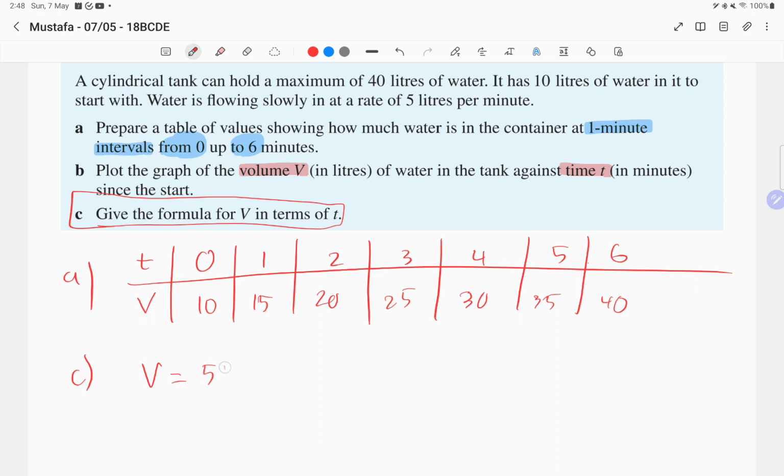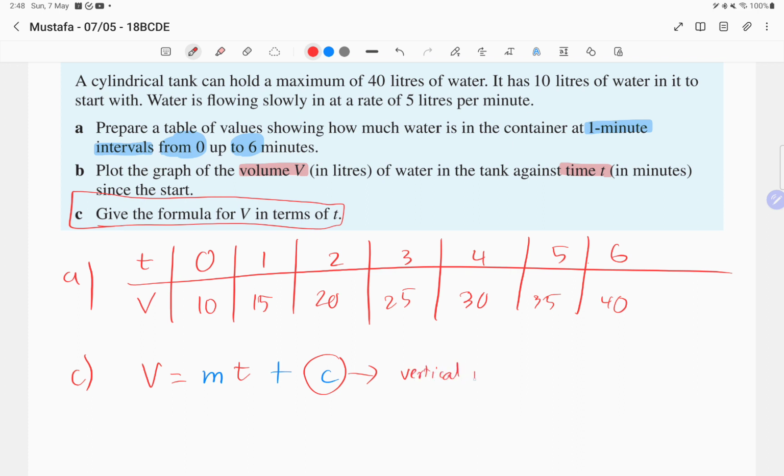The answer is mt plus c. Remember, it's always m and c. What's m? The gradient. Yes, what's c? Is it the 1 minute intervals? No, it's not 1 minute. It's the y-intercept, the vertical intercept. In this case, it's not y anymore, so c is basically the vertical intercept.